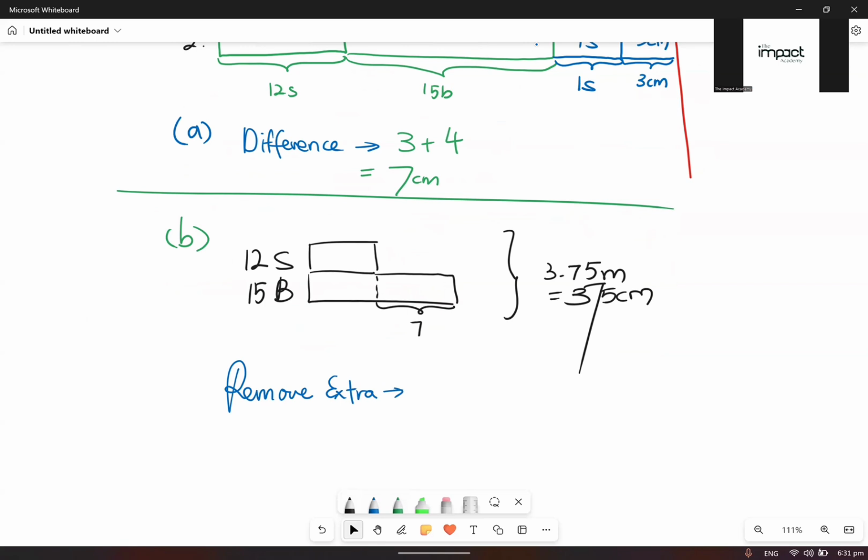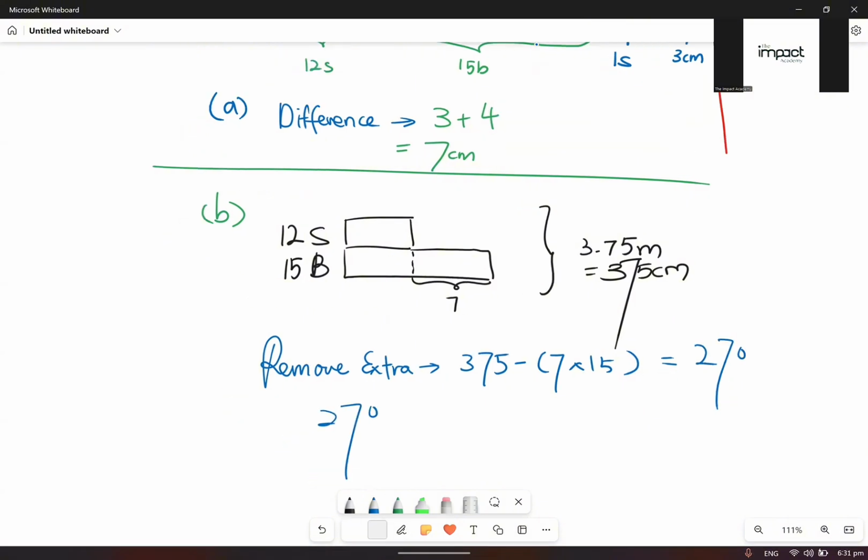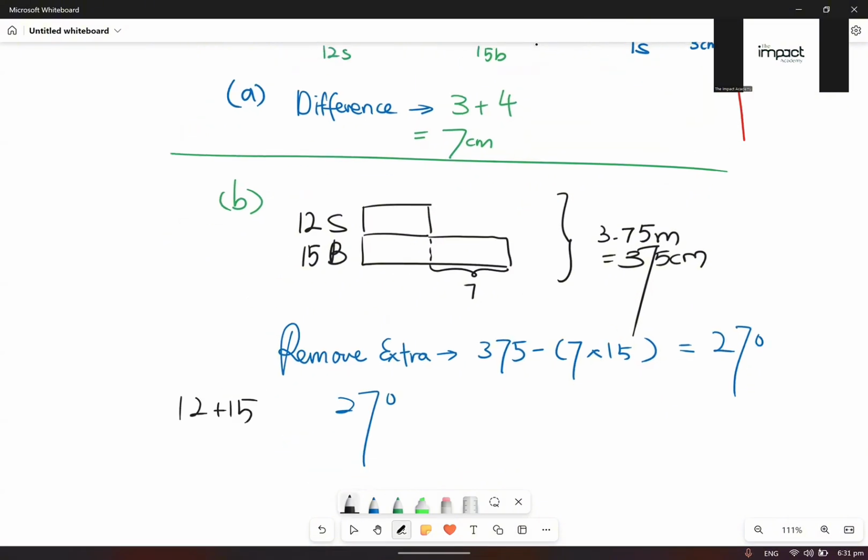It's not just 7 cm. How many extra do I have? Because this is 1, right? I have how many times? 15 times. Correct. So 375 minus 7 times 15. Can you understand or don't understand? You sure? We get to 270, correct? 270 is equals to how many units? 12 plus 15. You understand why? If you don't understand, don't be afraid.